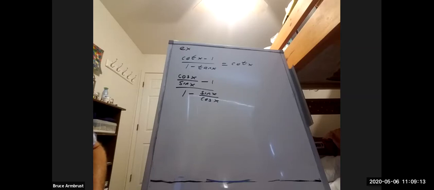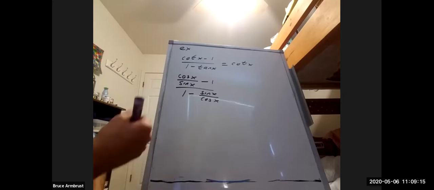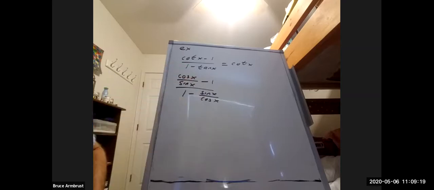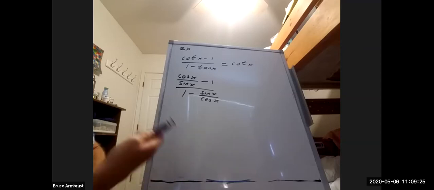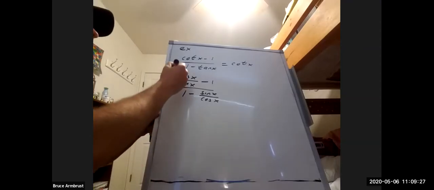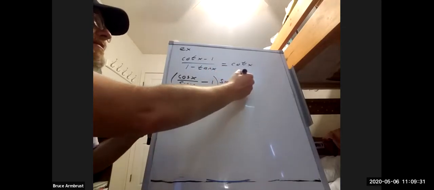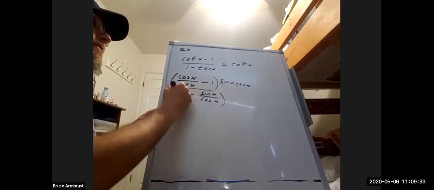fractions, like all the fractions are gone. So let's start by multiplying by sine and also by cosine. So we're going to take the top, multiply it by sine times cosine, and do the same thing on the bottom.